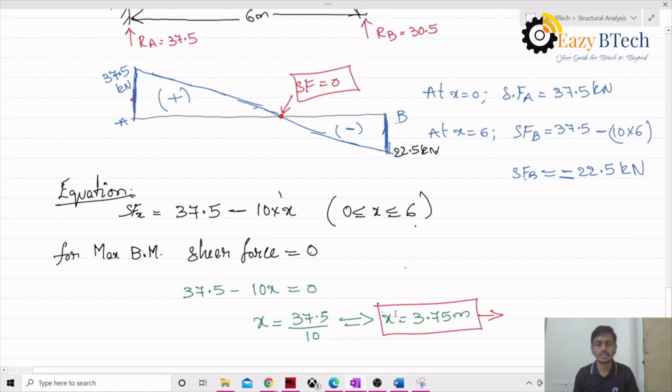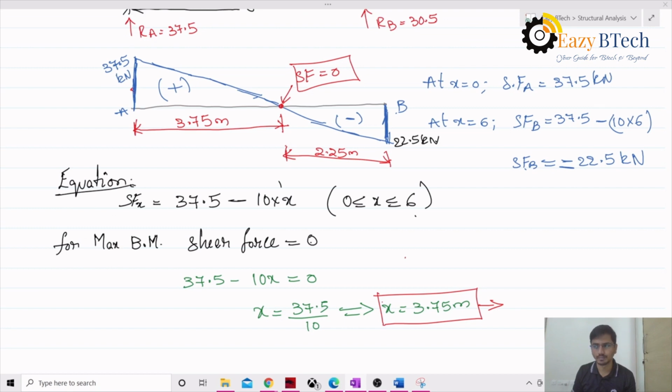Here we got 3.75 meter as our value for shear force equal to 0. Where exactly 3.75 meter lies, so this is the value. What is the remaining value? If we take the distance from A end, it is 3.75. If we take the distance from B end, then it will be 0.25. So it depends on, while considering the bending moment, whether you are taking from the left hand side or from the right hand side.